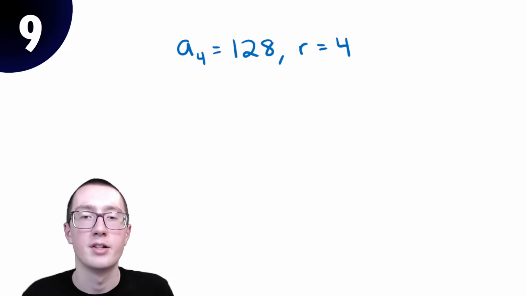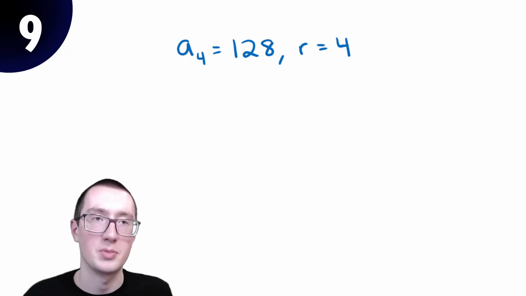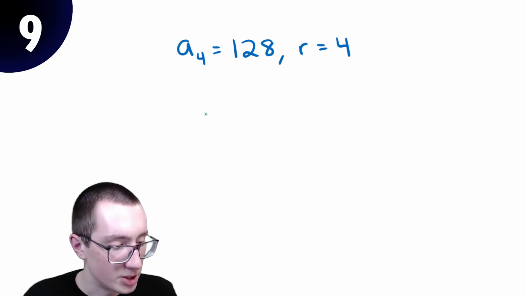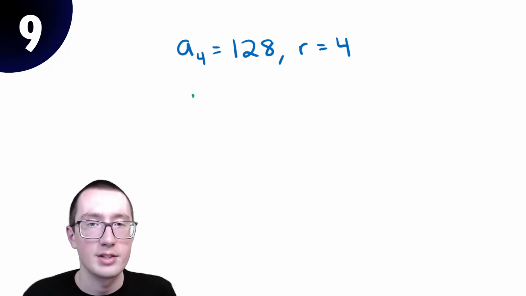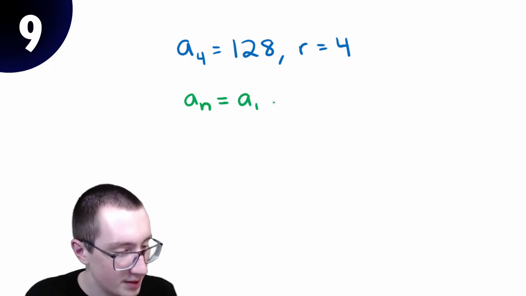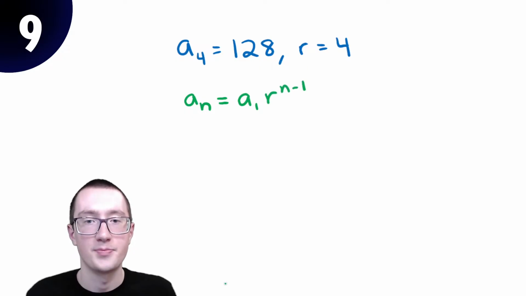So how do we write an equation for our geometric sequence? Well, for example, a straight line has the standard form y equals mx plus b. So for sequences, we also have a general format. So the general format is a n is equal to a1 times r to the n minus 1.